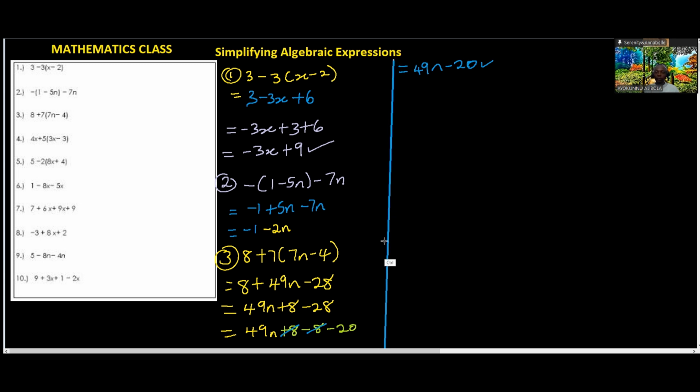Yeah. Okay. Let's see. The next question, number 4. We have 4x plus 5 into a bracket 3x minus 3. So tell me what to write now. What should I do?